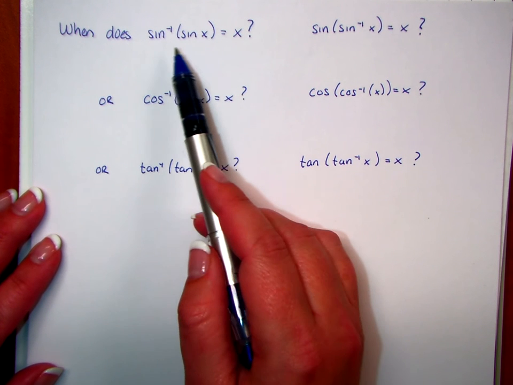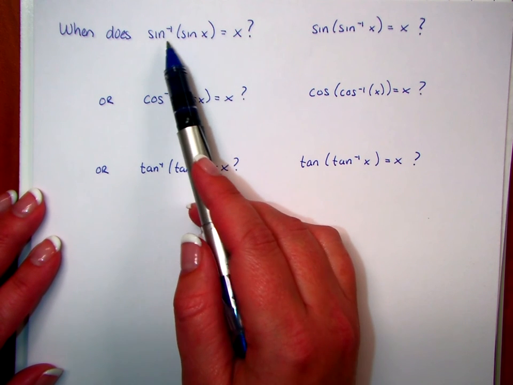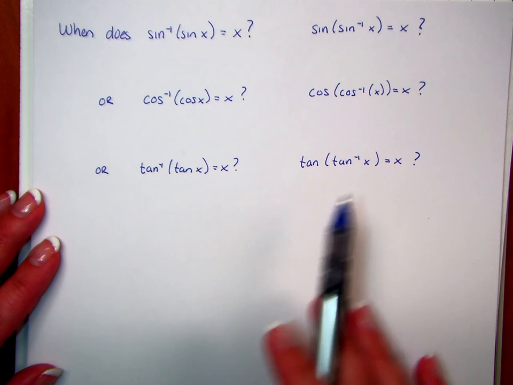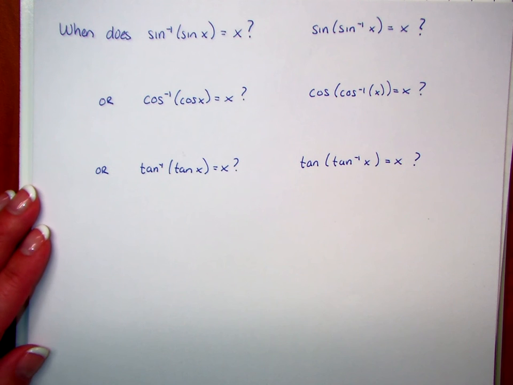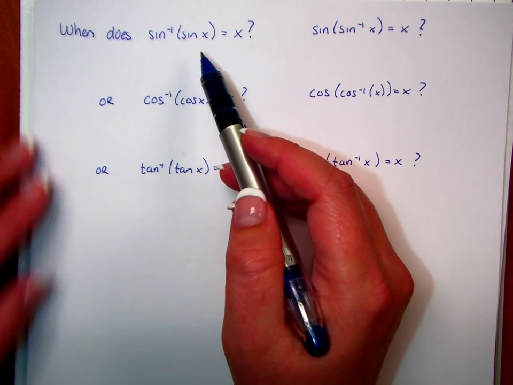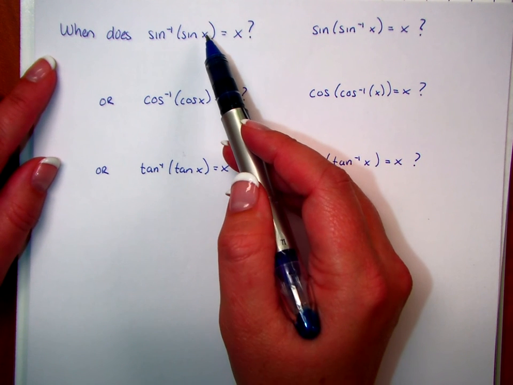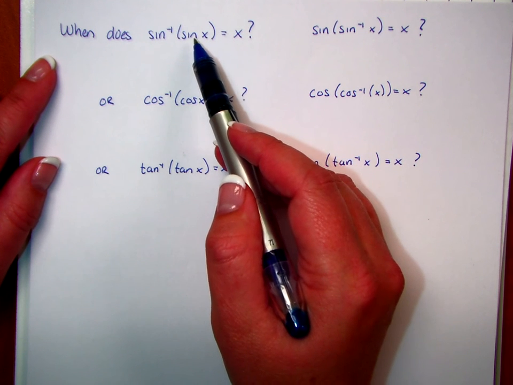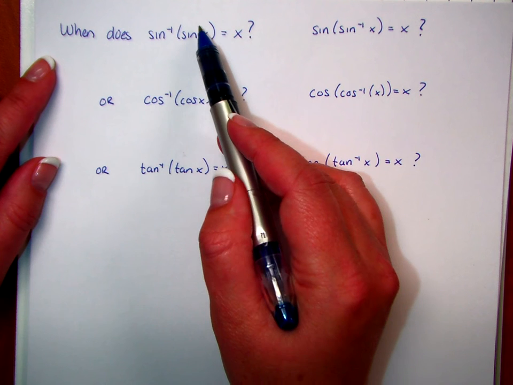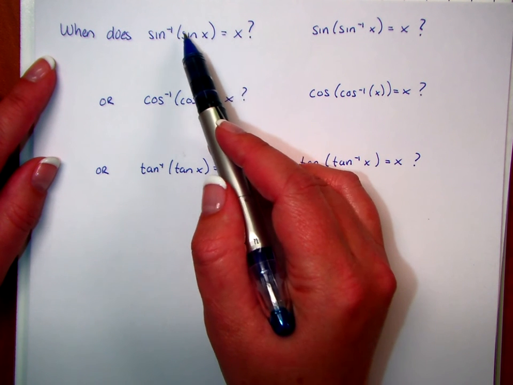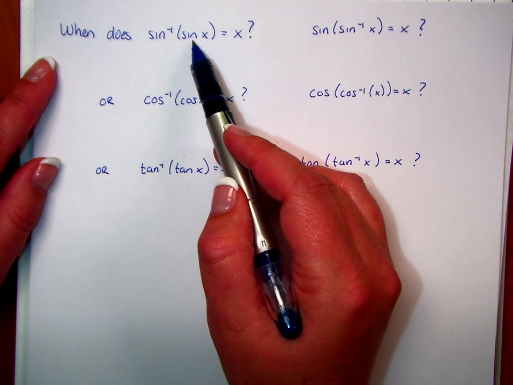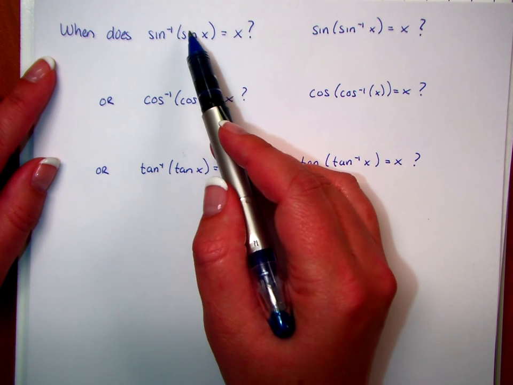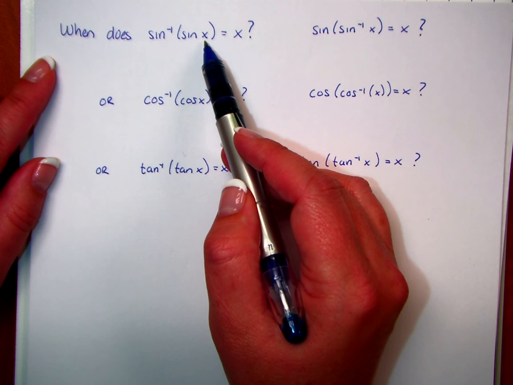So when will sine inverse of sine cancel out and equal x? And when won't they? I've put all 6 cases here. What you have to ask yourself is: is x in the domain of the inside function? When we do sine inverse of sine of x, we have a regular sine function inside. Is x in the domain of sine? Not just the domain of sine, but the restricted domain of sine. These will cancel if x is in the restricted domain of sine.